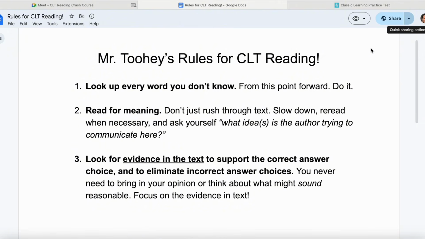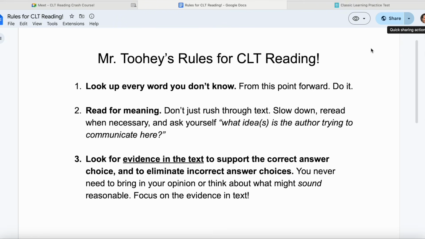The right answer is going to have the most evidence for it in the text. The wrong answers won't. In fact, they might have evidence against them. So that's the name of the game, is just pick the answer that has the most evidence supporting it. You don't have to bring in your opinion. You don't have to think about what sounds good. None of that. In fact, the less you bring in your opinion, the better. Focus on the evidence in the text. And if you can do that, you're going to find the right answer every single time.